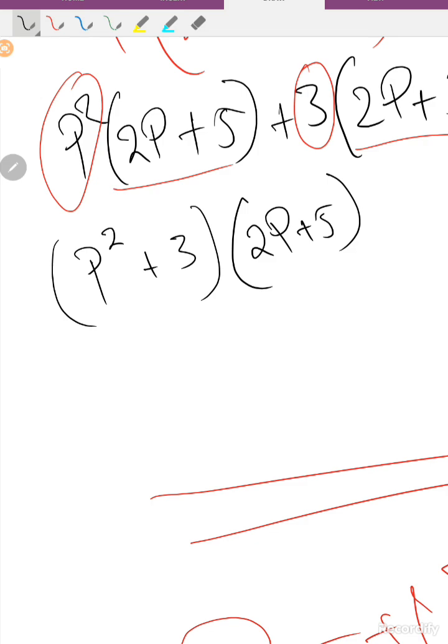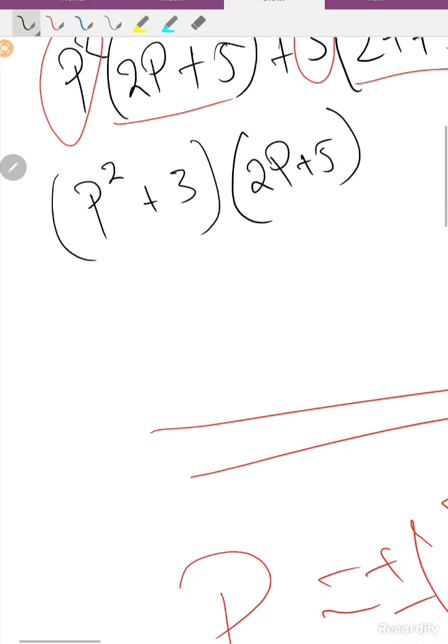This is not solving for x. Keep grouping. Therefore, you'll be done. So this is the final answer.